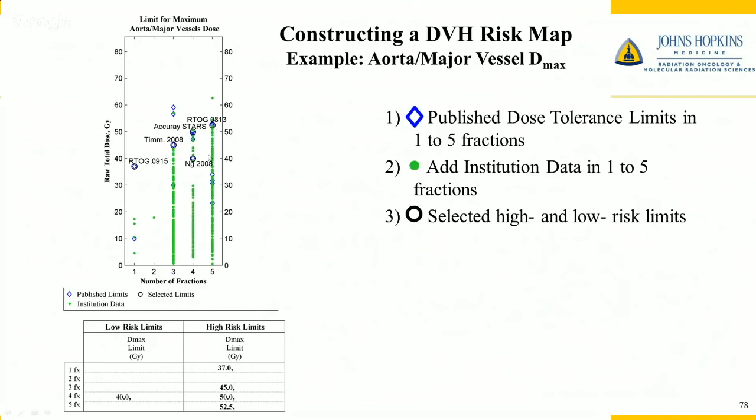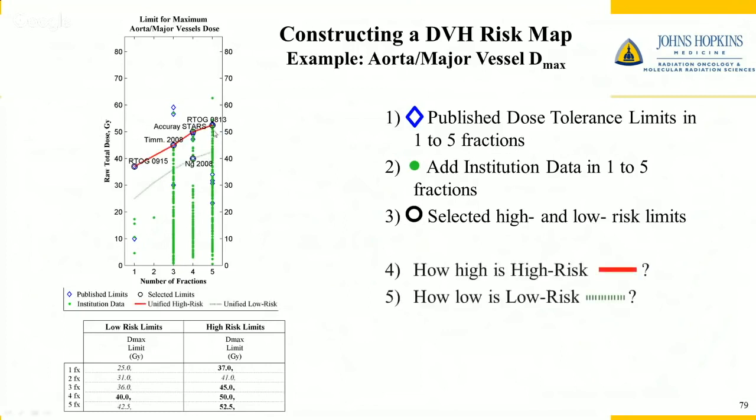We labeled some of the more reputable limits like RTOG protocols, Accuray, Timmerman, TG101 if they have it. And for aorta, it's hard to find a lower risk trend. They're kind of clustered together, but we found one data point. So you could find a trend line, and now we have high risk and low risk, but how high is high, how low is low? So that is what we need the model for.